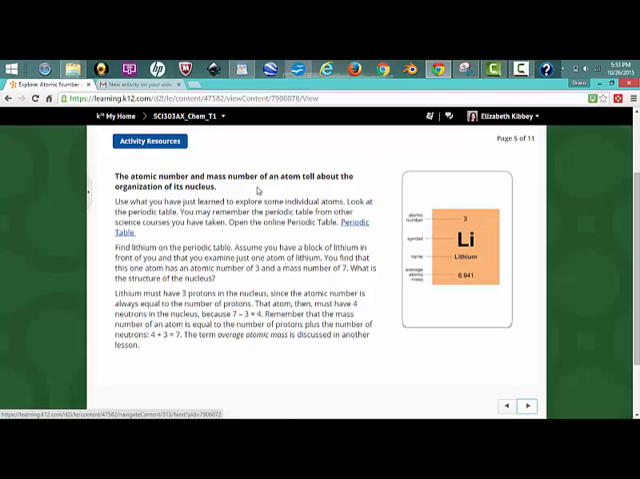The atomic number and mass of an atom tell us about the organization of its nucleus. So looking at this, the atomic number of lithium is 3. The symbol is Li. The name is lithium. The average atomic mass is 6.941.